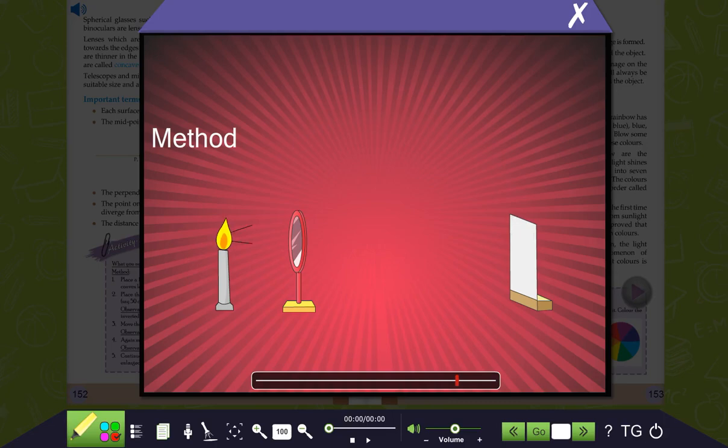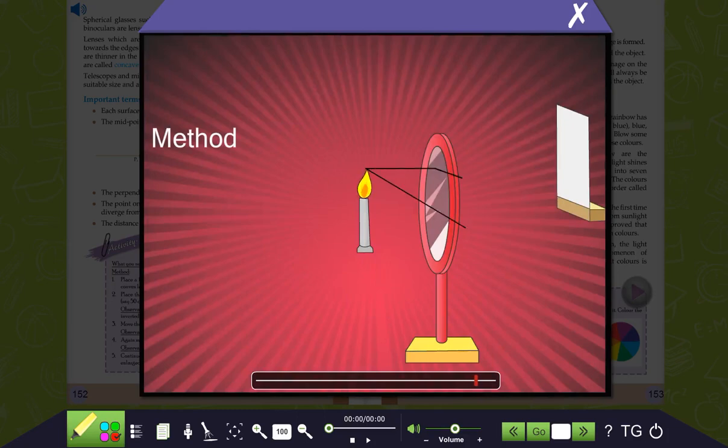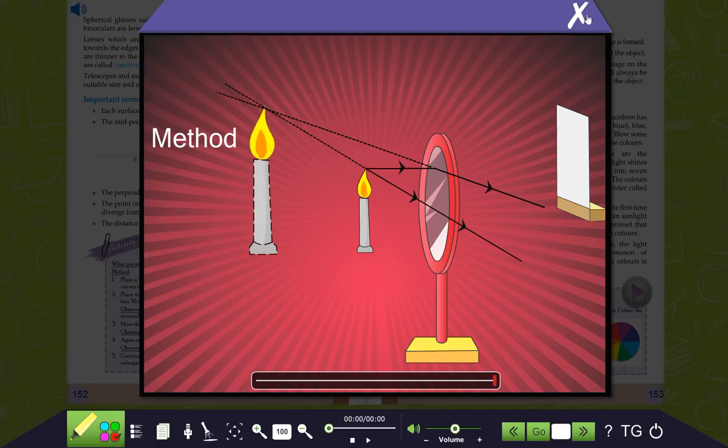5. Continue the process. At one position, no image will be obtained on the screen. However, an erect and enlarged image can be seen on the same side as the candle. It is a virtual image.